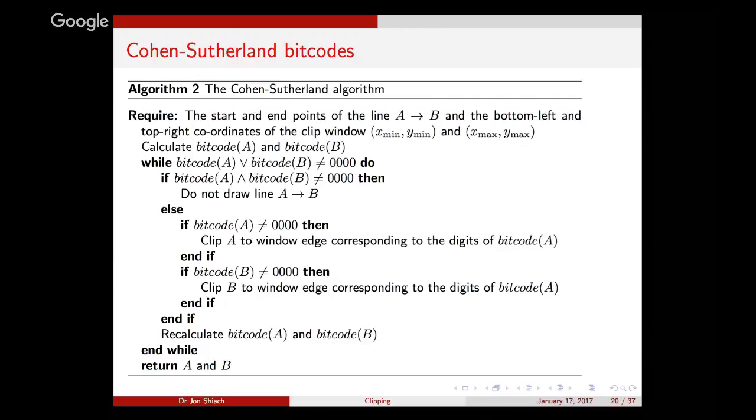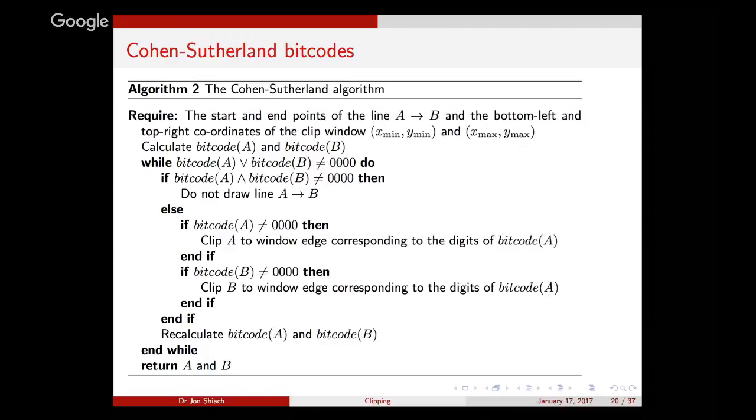And we do the same again. We recalculate our new bit codes and go around again. So this algorithm doesn't calculate the coordinates of our clipped point. It only tells us whether they need clipping or not. We shove it into the Cyrus-Beck and then say, okay, this needs clipping, use Cyrus-Beck to then clip it.